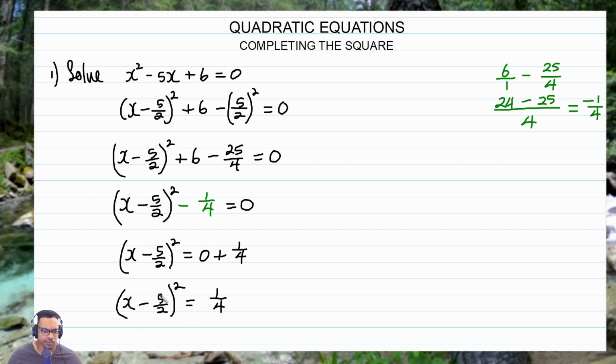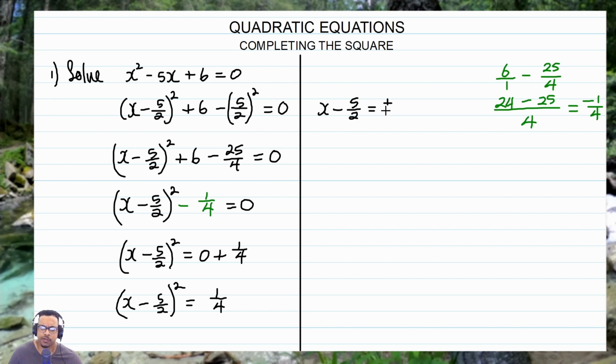Now the next thing we want to do is get rid of the square sign. Therefore, we will be taking the plus or minus square root of a quarter. So we'll have x take away 5 over 2 is equal to plus or minus square root of a quarter. Now when you're taking the square root of a fraction, it means we are taking the square root of the numerator as well as the denominator. So the square root of 1 is 1, and the square root of 4 would be 2. So the square root of a quarter would be a half. So I'll have x take away 5 over 2 is equal to plus or minus a half.